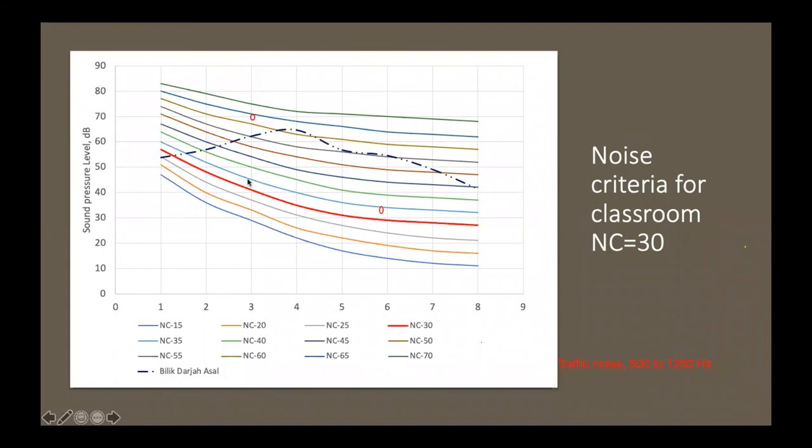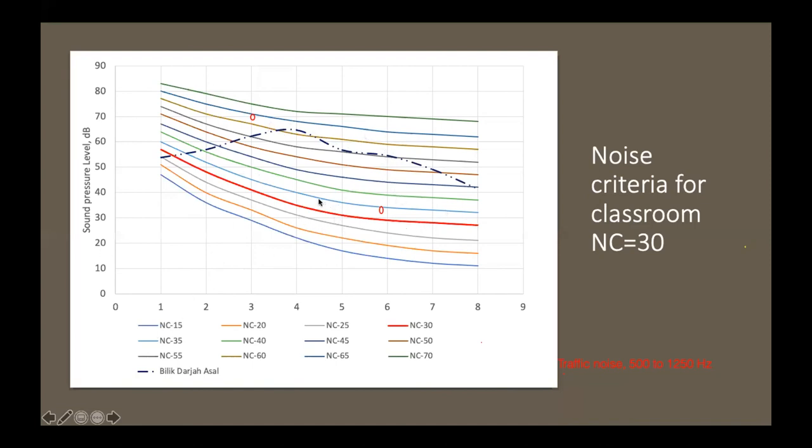It shows that for the small lecture room with the aircon on, NC must be below this or near to this line when you plot the line. But in Polytechnic Metro, this is what we got. The value of background noise with the aircon is significantly higher than the permissible level.